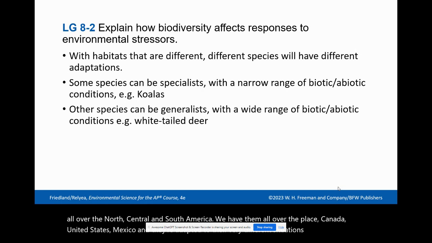Generalists can survive a lot of different conditions, like I said, and so they are usually a good test of how well the ecosystem is doing. And then specialists are an even better test because they can tell you if the ecosystem is healthy, because those organisms will be thriving in that area.